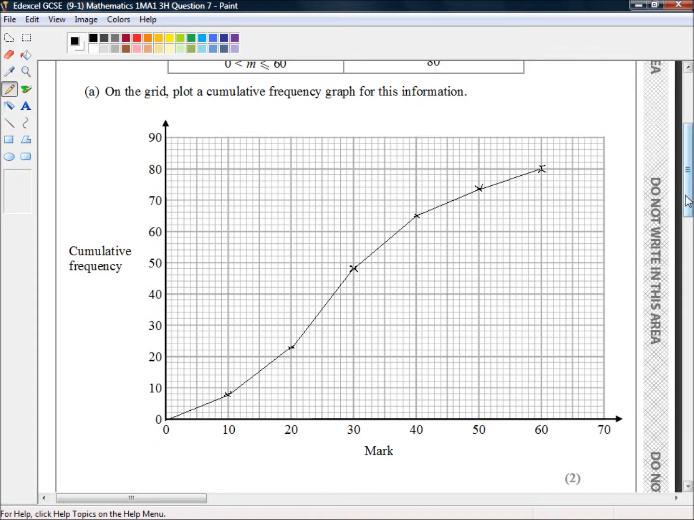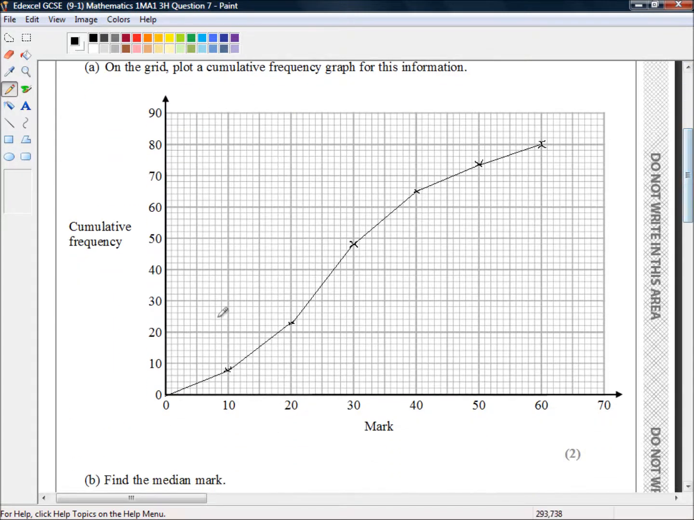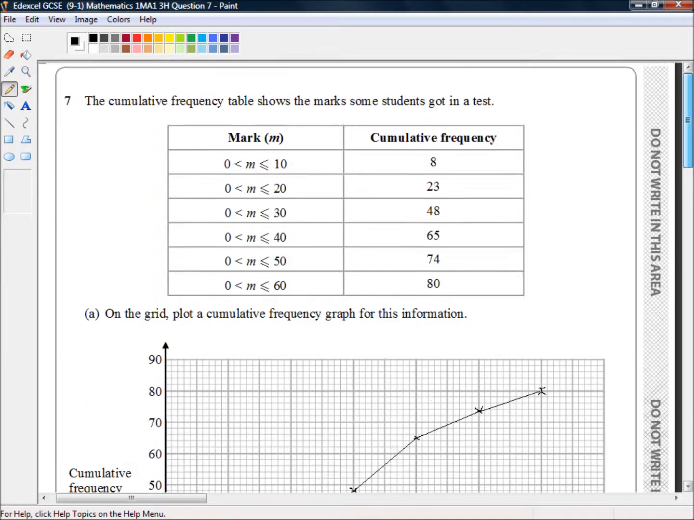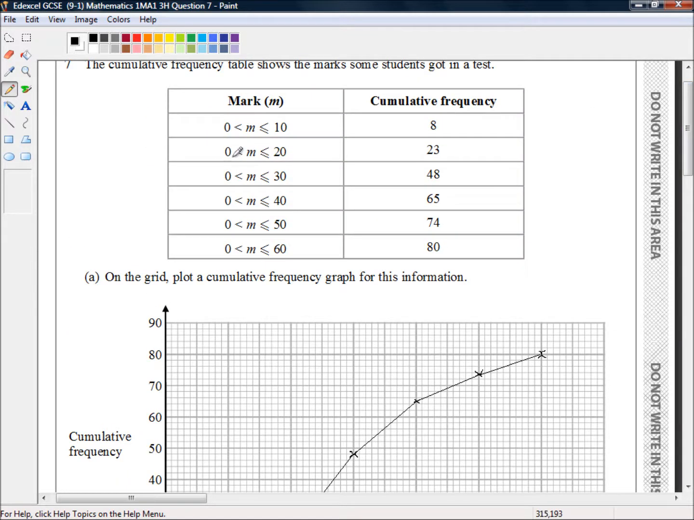So the key here is that where you've got your interval between 0 and 10, you're looking to put your mark where x is 10, and then the cumulative frequency here, so that's 8, and we put it here. And then again for the 20, we've got that interval between 0 and 20, so it's at the 20, that's where we put the mark. And on the y-axis is 23, and on the x-axis you've got your 30, and on the y-axis it's 48, and so on all the way through.